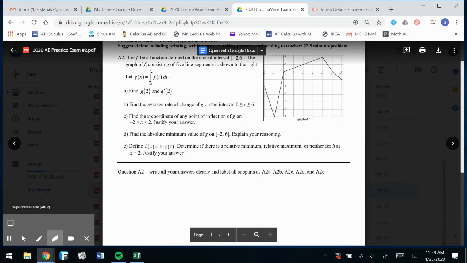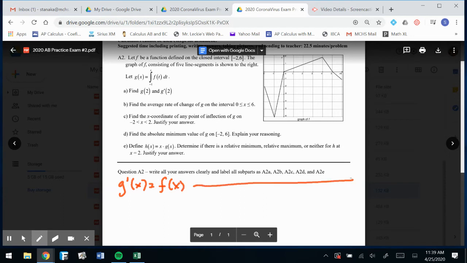All right, let's keep rolling. Oh my gosh, we're already on D. Find the absolute minimum value of g. Well, if they're asking us for a max or min of g, that means we're going to take the derivative of g, and the derivative of g is just f. And so we need critical points. Critical points are whenever it's equal to 0 or DNE. So when would the first derivative be equal to 0 or DNE? It would be whenever the function is equal to 0 or DNE, which happens at 0 and at 5. Only 2 spots.